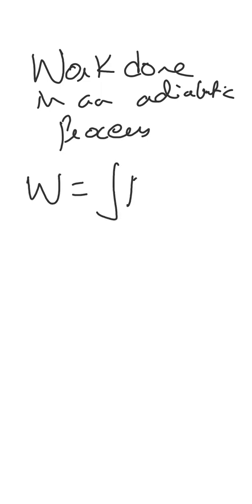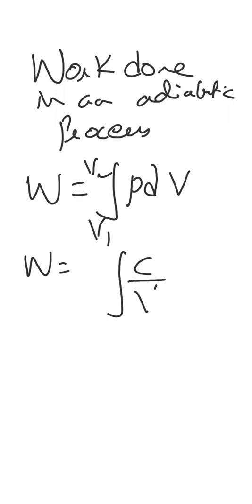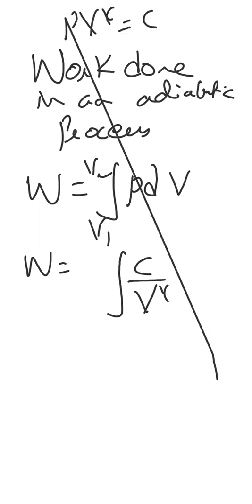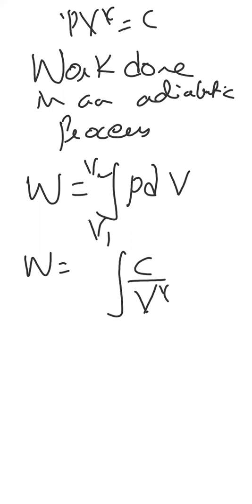Now what else we can do is find out the work done in an adiabatic process. Give the heading: work done in an adiabatic process. The formula remains the same for any reversible process, but now P we can write as C upon V power gamma, because PV power gamma is equal to constant. So from that we can write pressure is C by V power gamma, and dV.